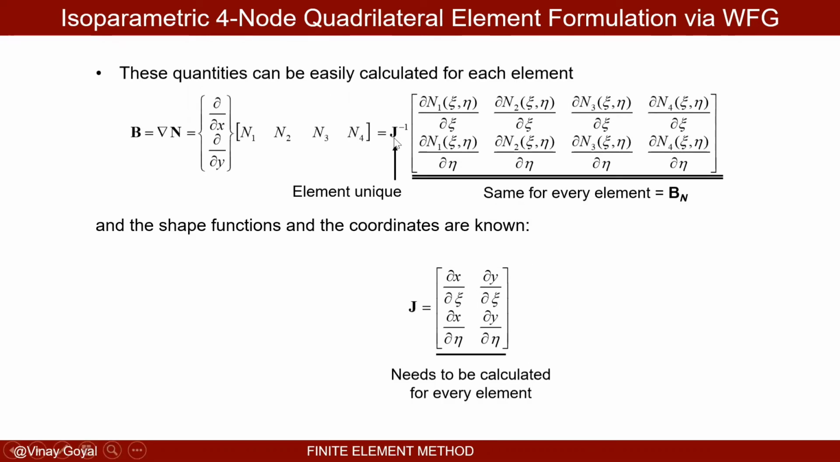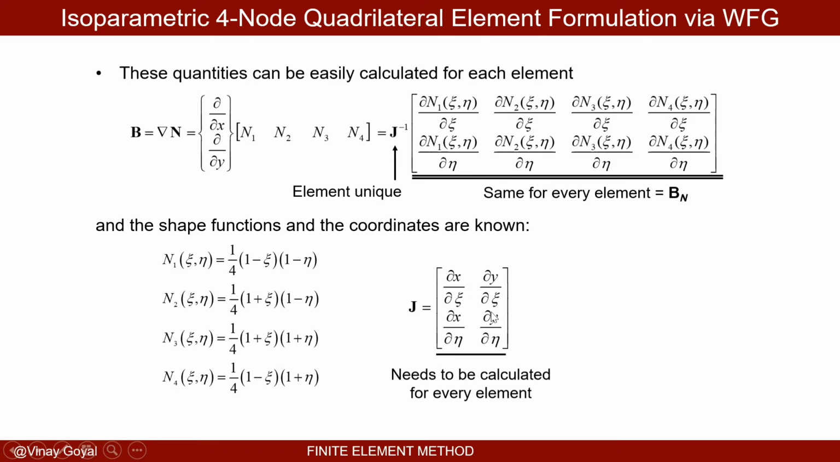So this element unique, this is the same for every element. I'm going to call it B bold N to differentiate it from this B bold here. This has to be calculated for every element. And these are the shape functions for every element. These are the same for every element, the shape functions. So these derivatives are the same for every element. This is the only thing that's element unique, and these are just numbers.